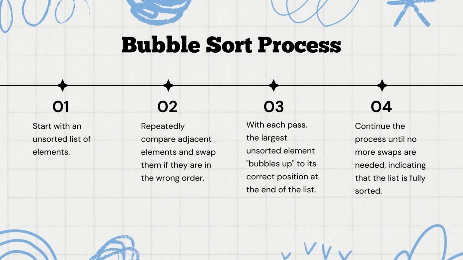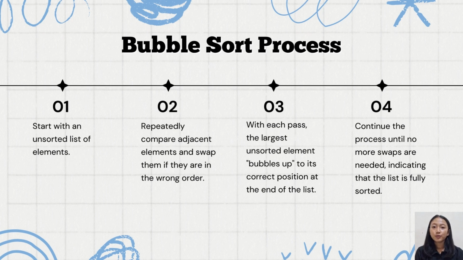Bubble sort process. 1. Start with an unsorted list of elements. 2. Repeatedly compare adjacent elements and swap them if they are in the wrong order. 3. With each pass, the largest unsorted element bubbles up to its correct position at the end of the list. 4. Continue the process until no more swaps are needed, indicating that the list is fully sorted.